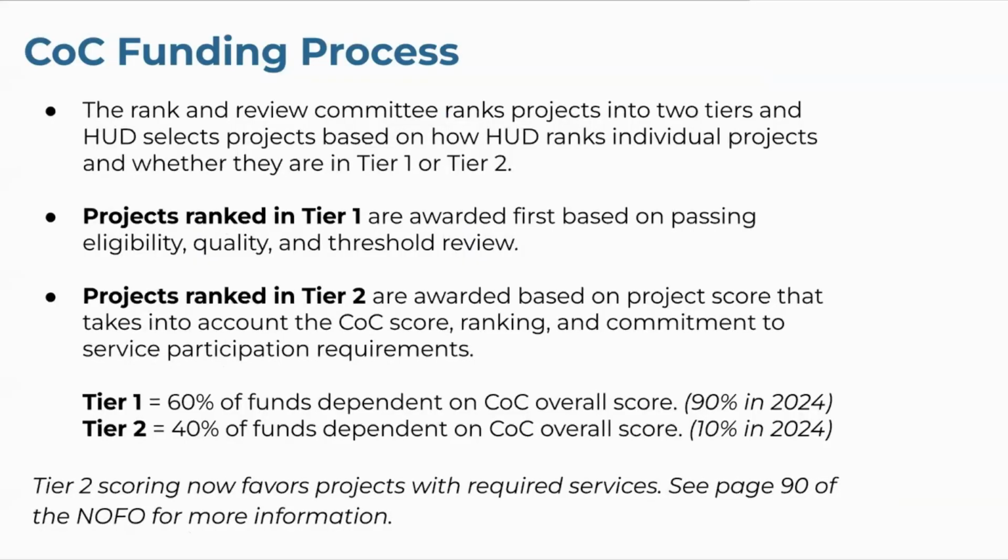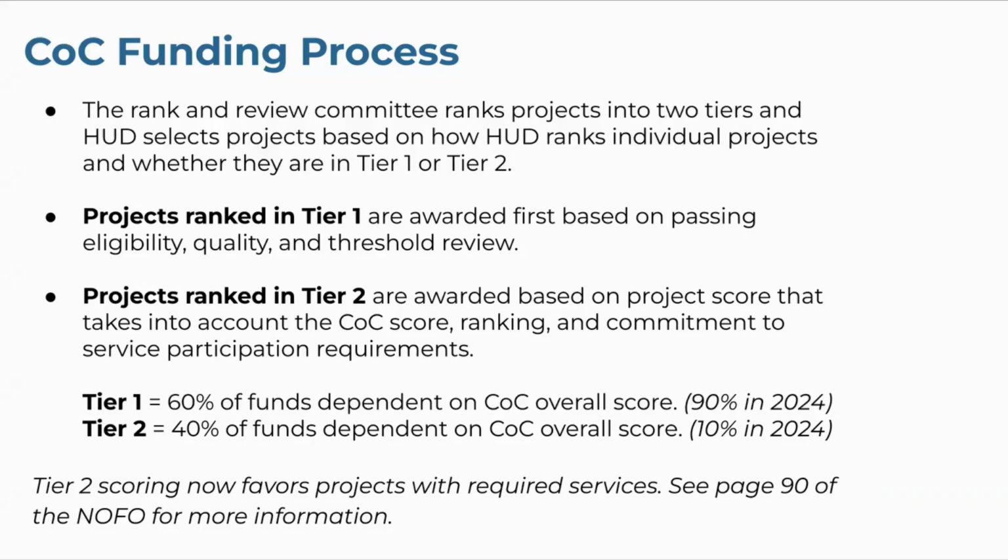While they're ranking those projects, there are two tiers of funding that these projects go into. The first one is tier 1, and that is more likely to be funded. It is awarded based on passing the eligibility, quality review, and threshold review. Any projects that don't make it into tier 1 are in tier 2, and that is based on competing locally as well as nationally for funds. And so it is a little bit more challenging to be funded through tier 2.